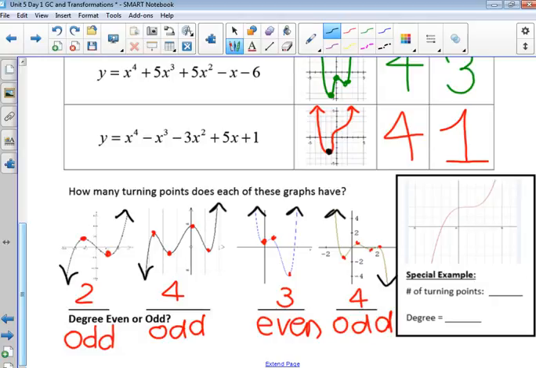The end behavior. Look at the end behavior. What do you notice about this end behavior? Opposite. This one, this one. Same direction. Last one. Okay? So, what can we conclude? When they go opposite directions, the degree of the function is going to be odd. When they go in the same direction, either both up or both down, they're going to be even. Huge concept. If you can get that, you're good. Okay? Let's look at this last example. So they want to know the number of turning points here.